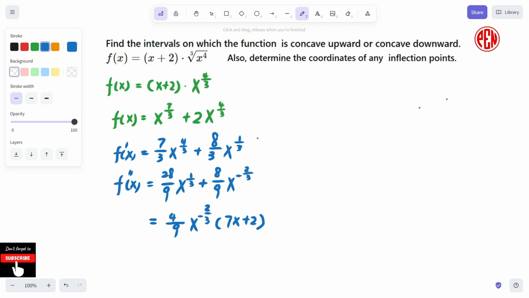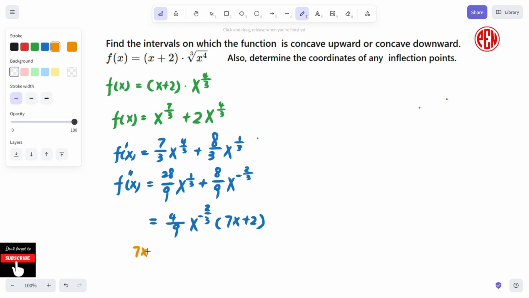Next step is factoring and analyzing the second derivative. Now let's factor the second derivative so we can more easily tell when it changes sign. We factor out 4 over 9 times x raised to the negative 2/3 from both terms. What remains inside the parentheses is 7x plus 2. So the second derivative is 4 over 9 times x to the negative 2/3 multiplied by the quantity 7x plus 2. This expression helps us identify where the second derivative is positive or negative, and therefore where the function is concave up or concave down.